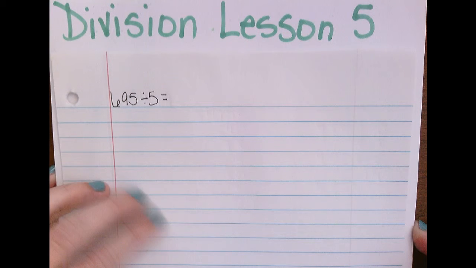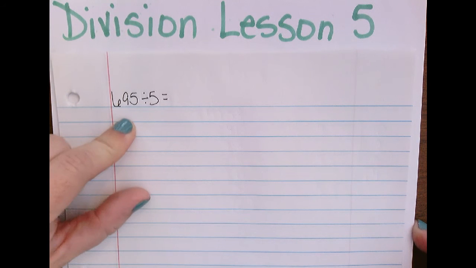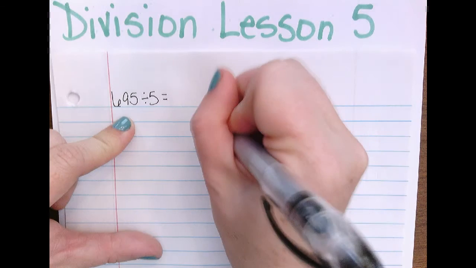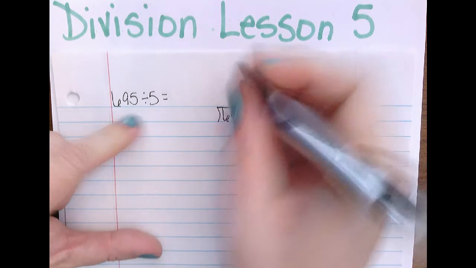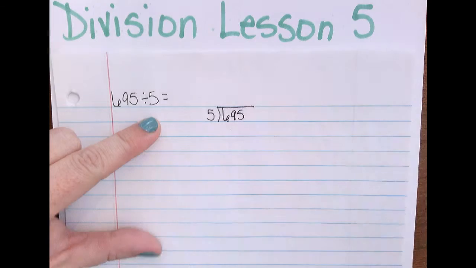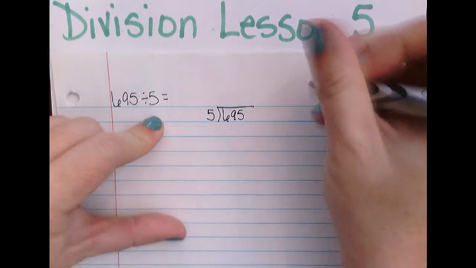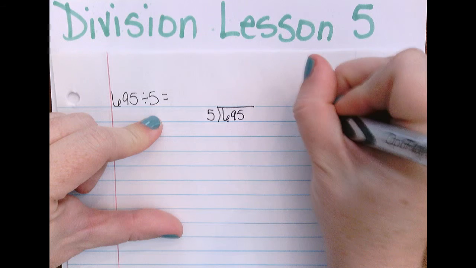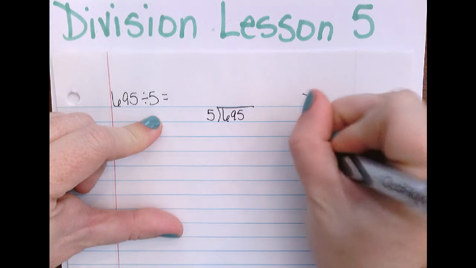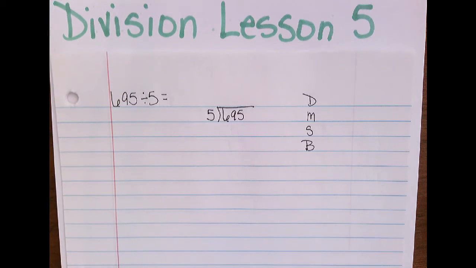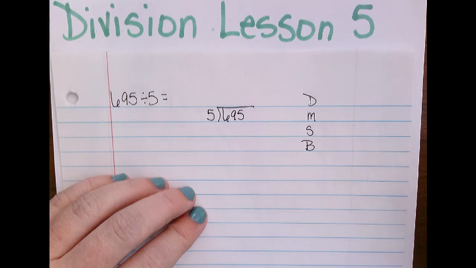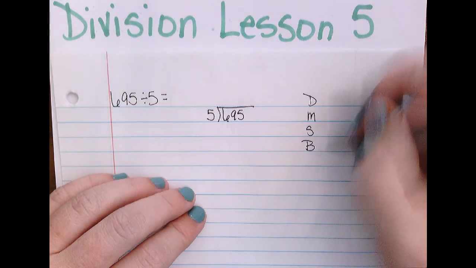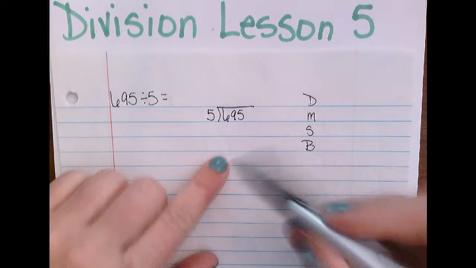So the dividend is first, and that goes under the division house, 695. The divisor goes outside the door. Okay, we're going to write our steps out to the side: daddy, mother, sister, brother. You can see it helps me too, even teaching you guys down the road. So it's not a silly thing, just helps me keep it in order as well.